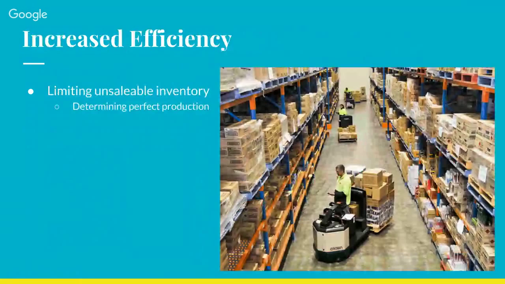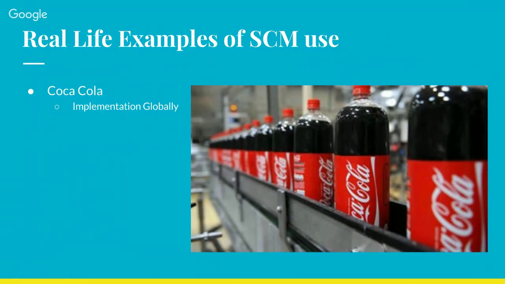No wasted investments. Increase efficiency. This is all about not having unsaleable inventory. Having too much inventory is just taking up space, it's wasting a lot of resources. So you always try and find the ideal, perfect production. So real life examples of supply chain management is Coca-Cola. They implemented supply chain management globally and cut down, I think, on like 15% of their costs, and helps them effectively deliver abroad.